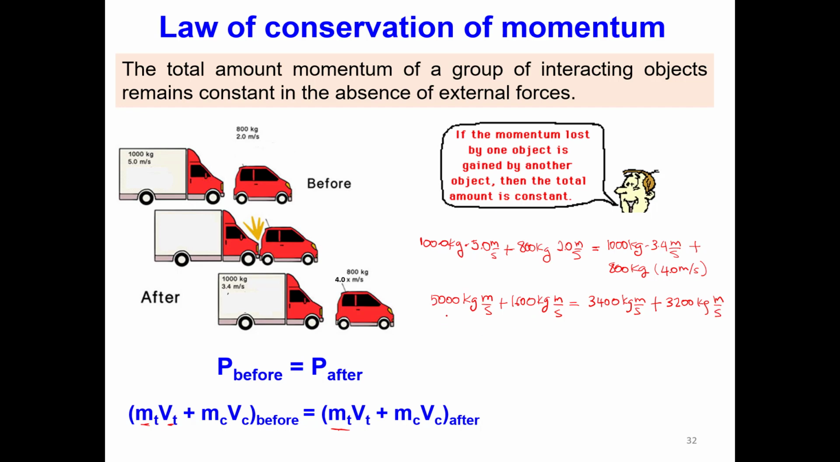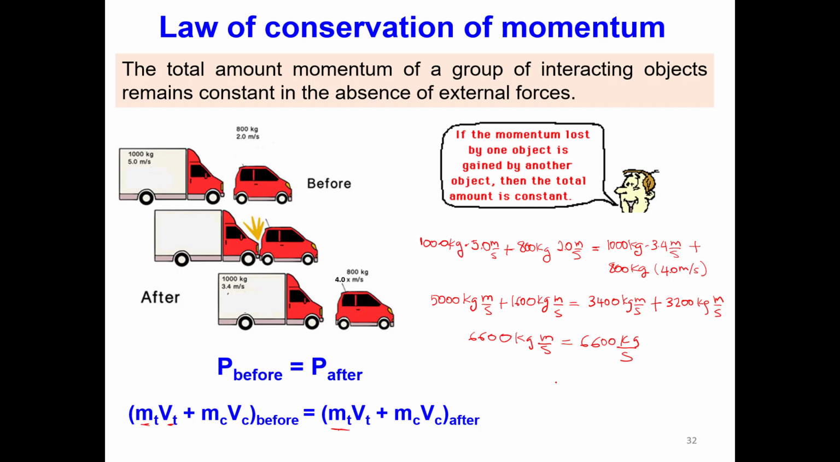If we add these, we can add them because we have the same units. Then we have 6,600 kilogram meters per second, and we have the same on the other side, 6,600 kilogram meters per second. And in this particular case, we can apply the conservation of momentum. The momentum before and after are the same.